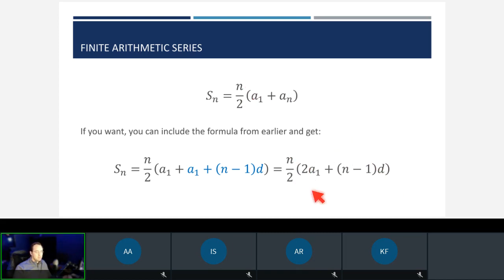It does not matter. If you're given your first and your last term, use this one because there's less math. If you don't know what your last term is right off the bat, but you're given your first term, you're given the number of terms, and you're given the common difference, you would use this equation.